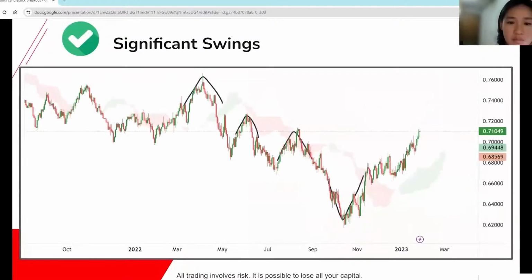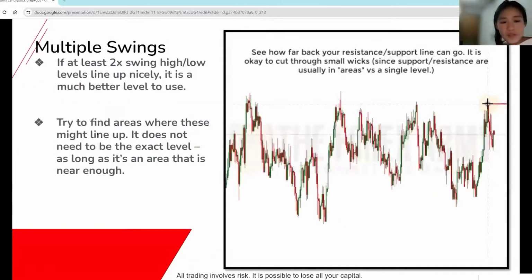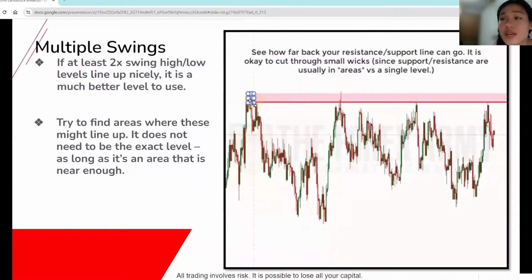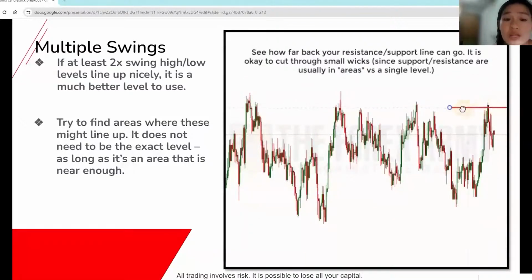Okay, here's another example. I've drawn out exactly how clear your peaks and troughs should be. Again, you want to make sure that your levels line up with at least two swing highs or swing lows so that it's more significant. You can see that price has already tested these levels in the past multiple times, so these are more significant levels to use. This applies for both your entry and your take profit levels as well.